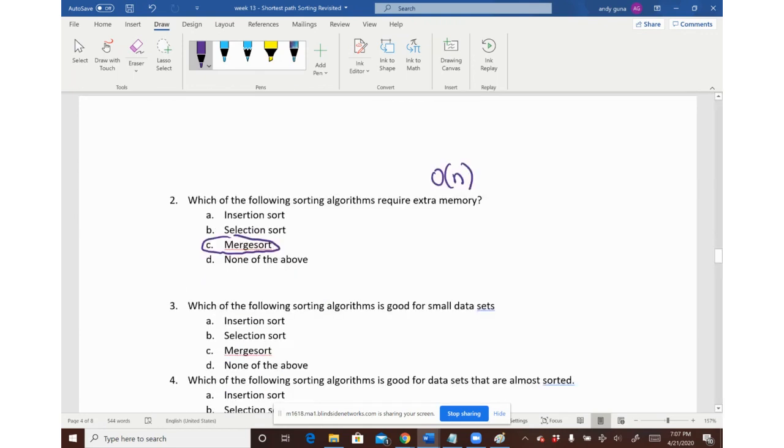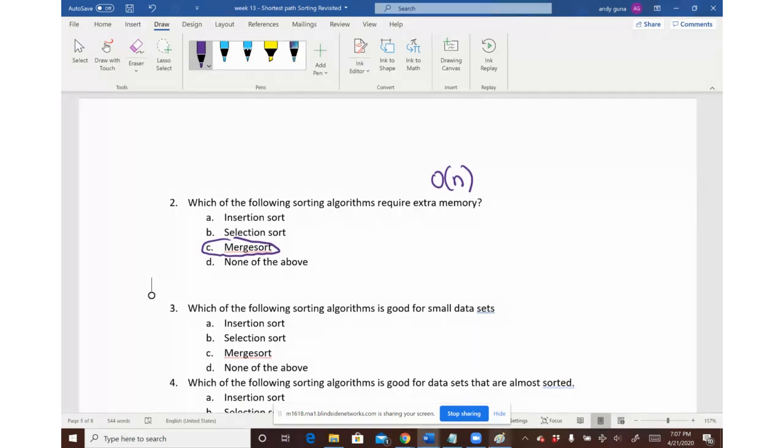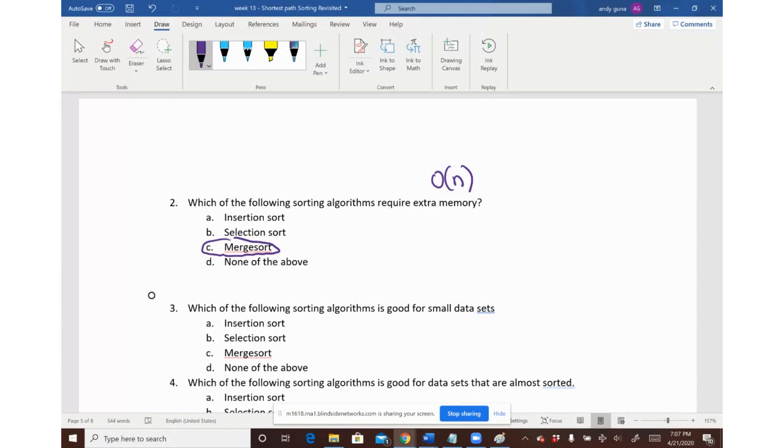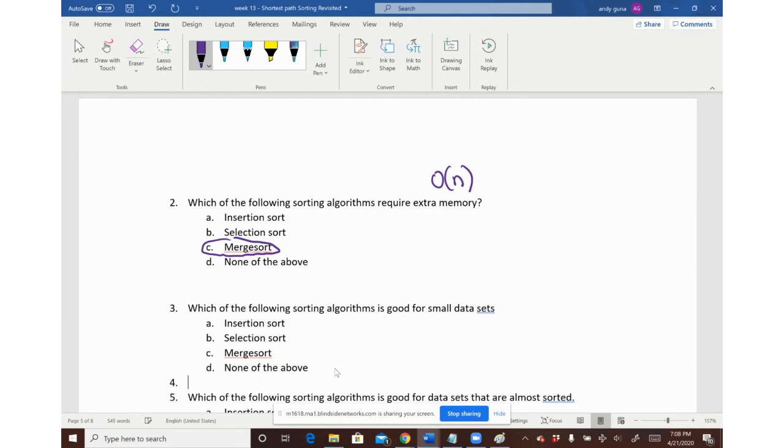Okay, so the next question is, which of the following sorting algorithms is good for small data sets?